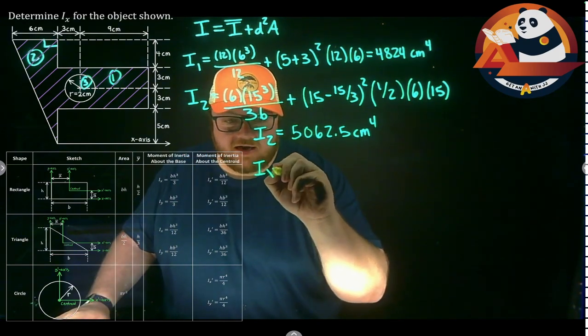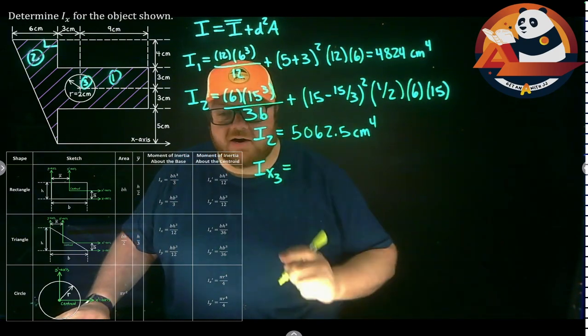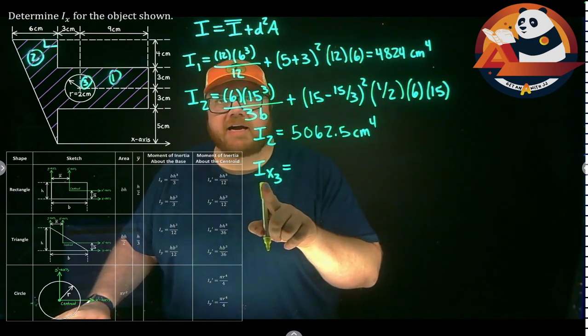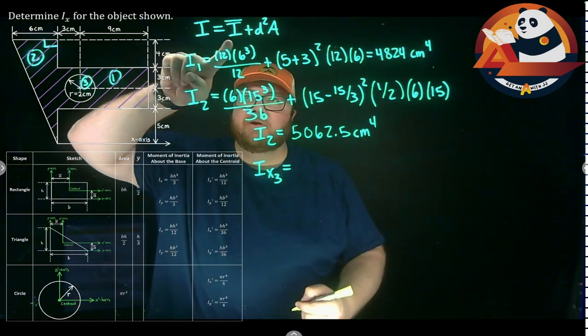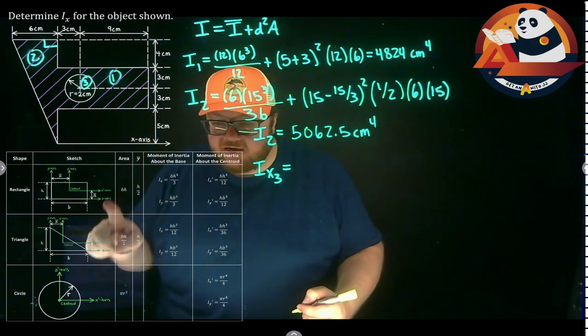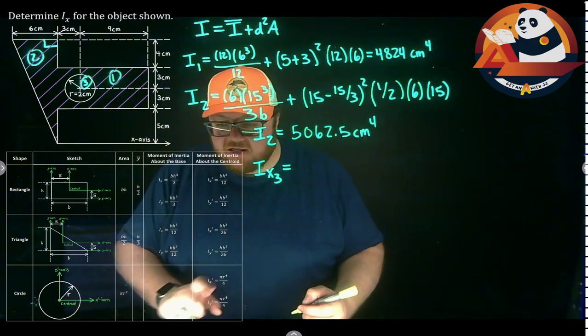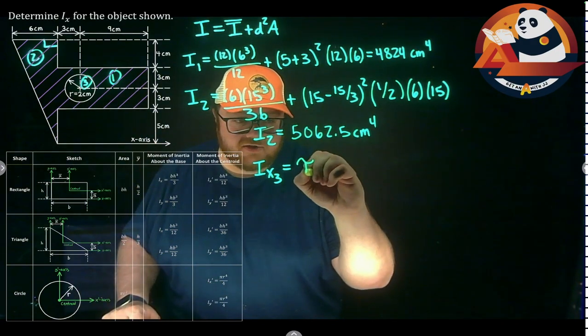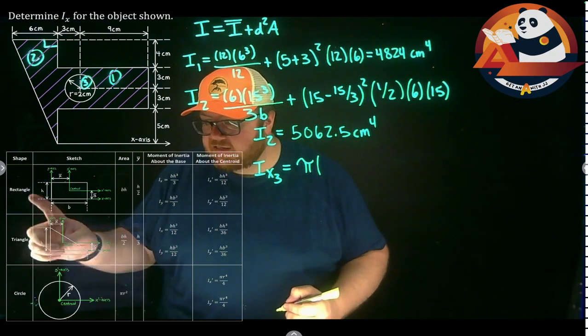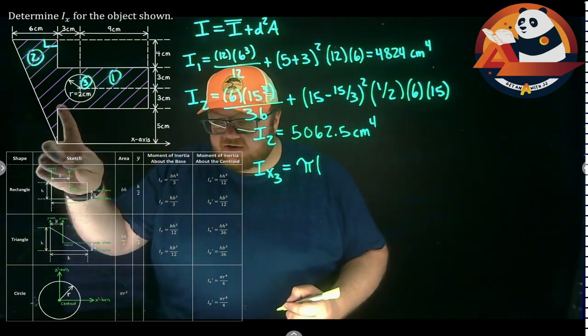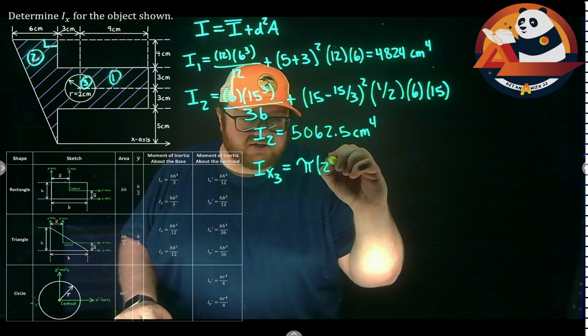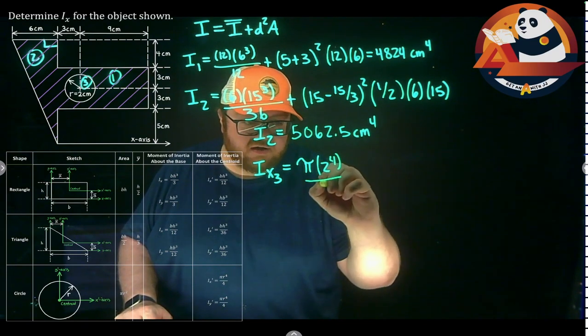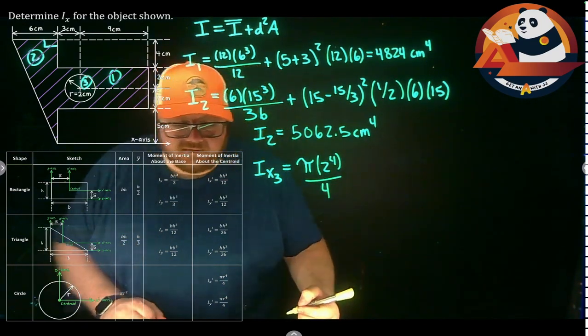My Ix3 should be, well, my moment of inertia about the x-axis for shape 3 is the moment of inertia about the centroid of shape 3. We're given that, pi r to the fourth over 4. So it equals pi times the radius is 2 centimeters, pi times 2 to the fourth over 4.